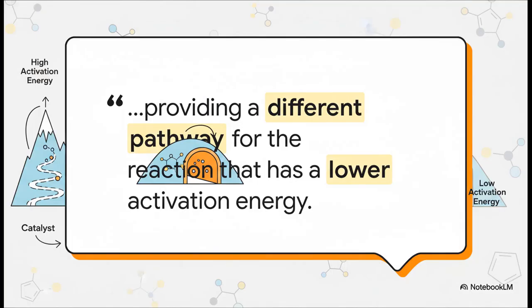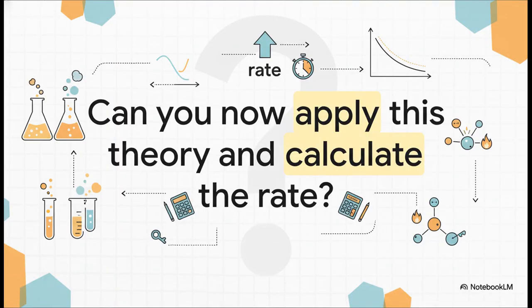Now, this quote right here from the AQA spec itself is the golden phrase you need to remember. This is what you write in the exam. A catalyst provides a different pathway for the reaction, one that has a lower activation energy. It's like finding a tunnel that goes through a mountain instead of having to waste all that energy climbing over the top.